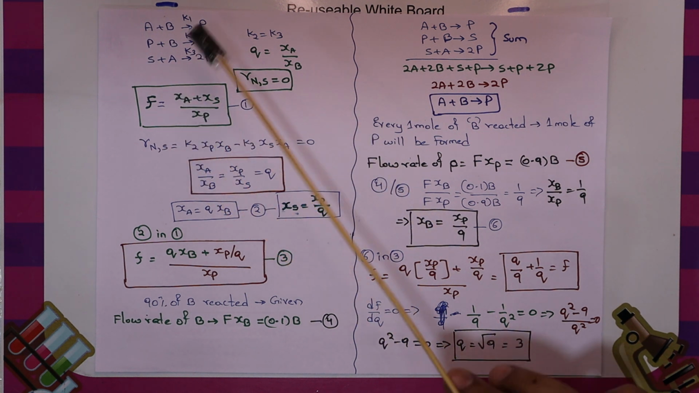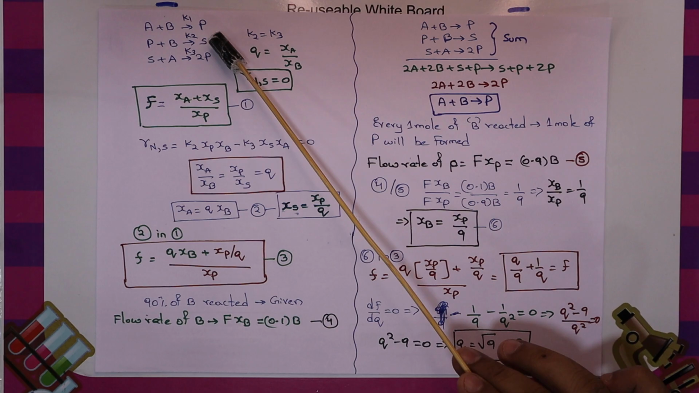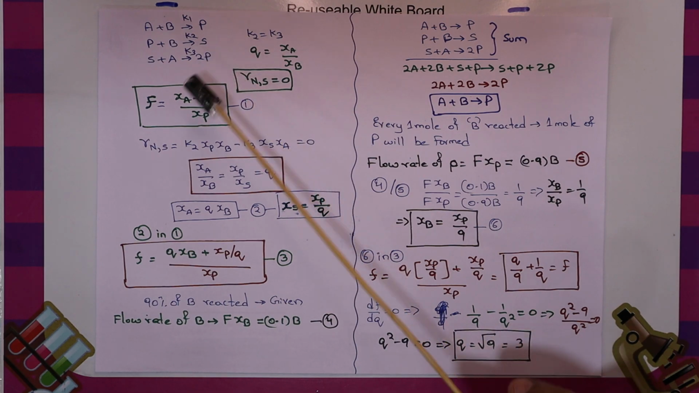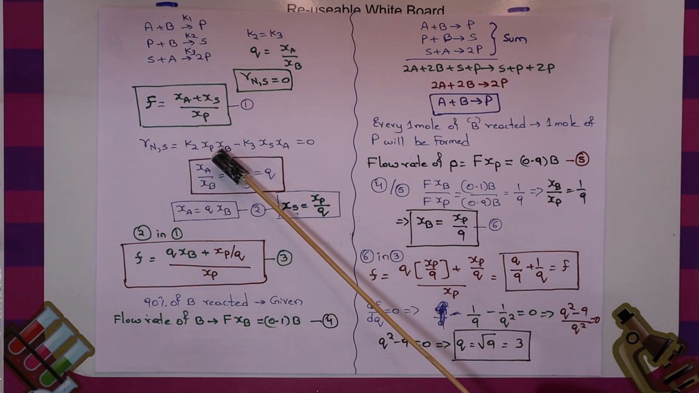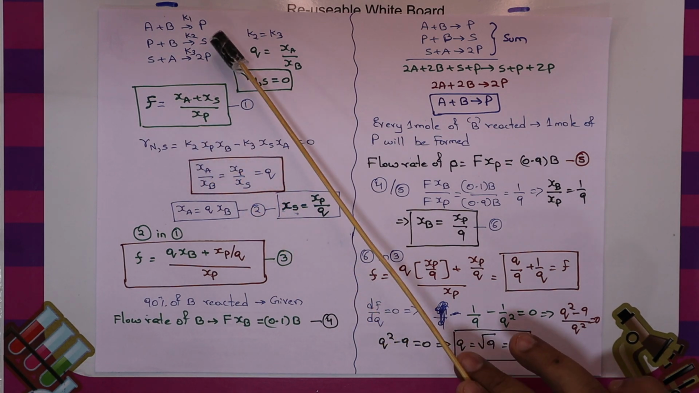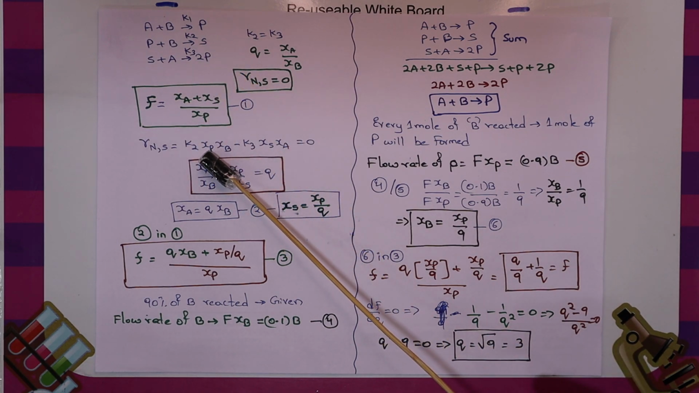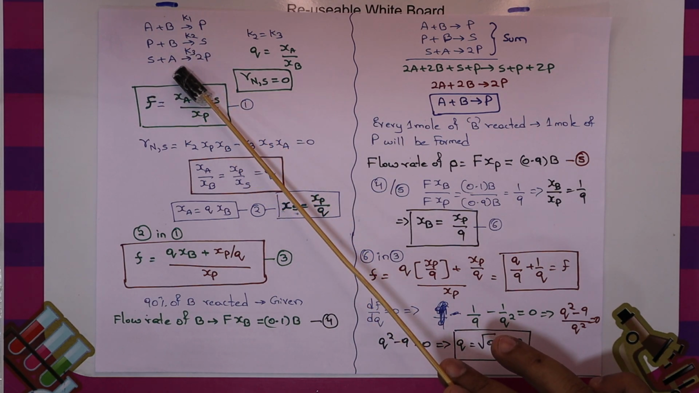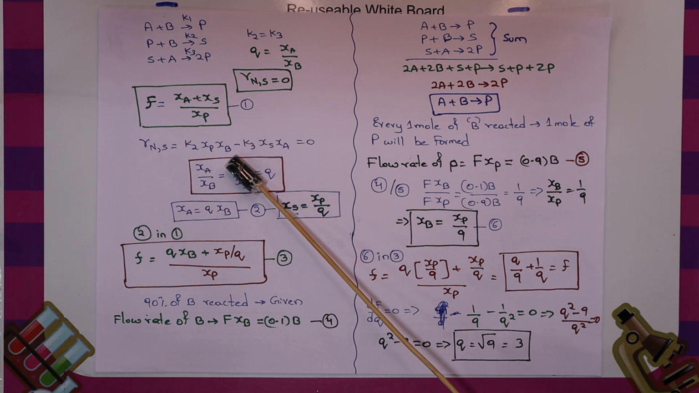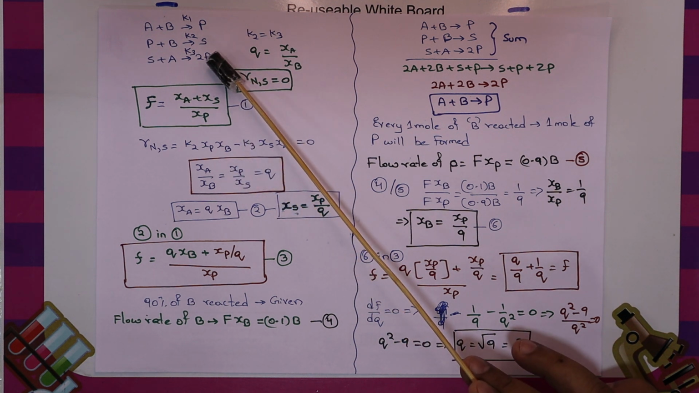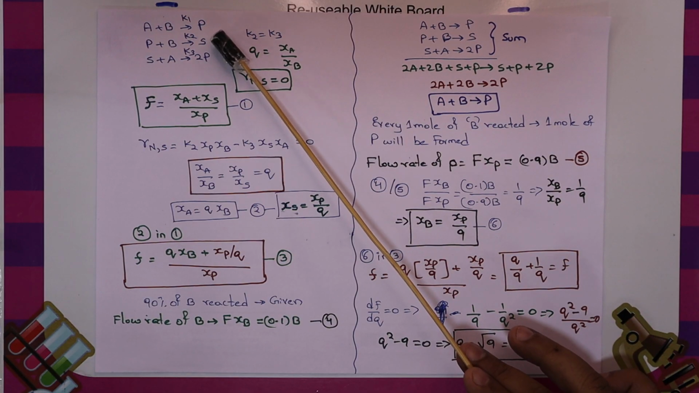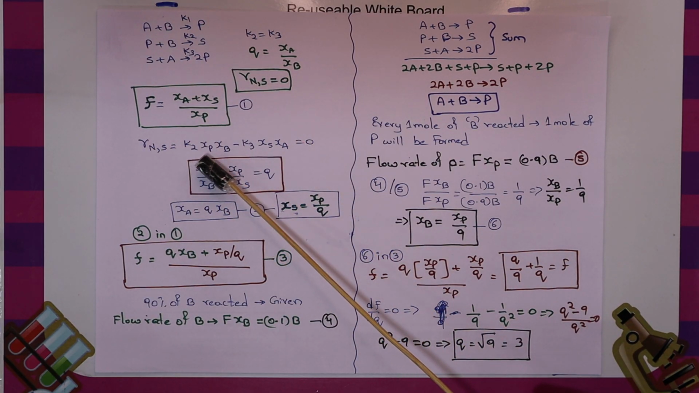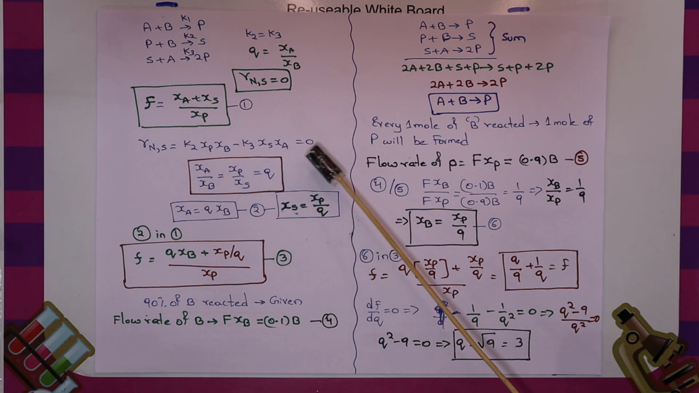Net rate of formation of S. S is in how many reactions? Reaction number 2 and reaction number 3. In reaction number 2 it is forming, and in reaction number 3 it is consuming. That means the net rate of formation is K2 XP XB. You take it as positive because in the second reaction it is forming. The net decomposition of S is K3 XS XA. So the second term is negative because in the third reaction it is getting consumed. So the net rate of reaction is K2 XP XB minus K3 XS XA, which is equal to 0.